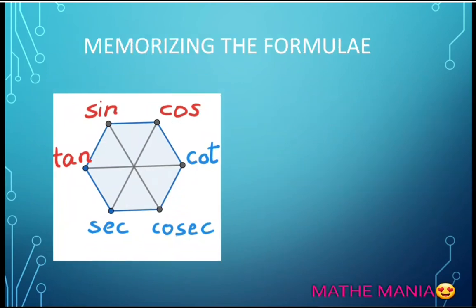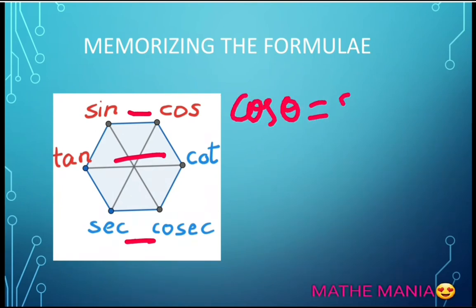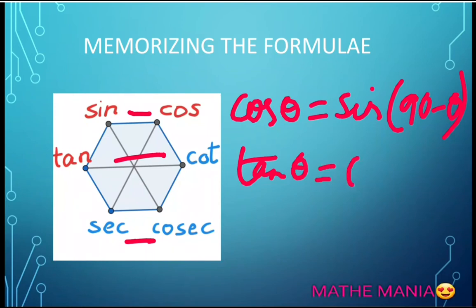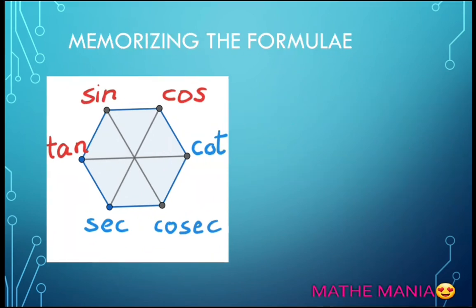We can also use this hexagon to write the ratios for complementary angles. Sine and cos are in front of each other, so they are interrelated. Same way tan and cot are interrelated and secant and cosecant are interrelated. So cos theta is equal to sine 90 minus theta and vice versa. Similarly, tan theta is equal to cot 90 minus theta and vice versa, and same for cosec and sec. Isn't it interesting? We can even use this hexagon to write the various identities which we have done.